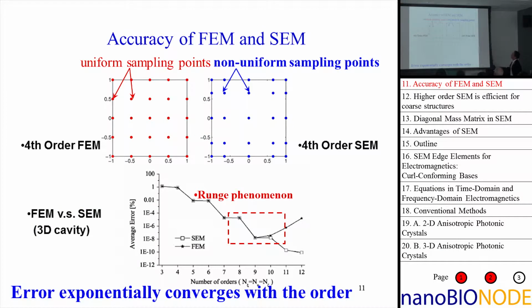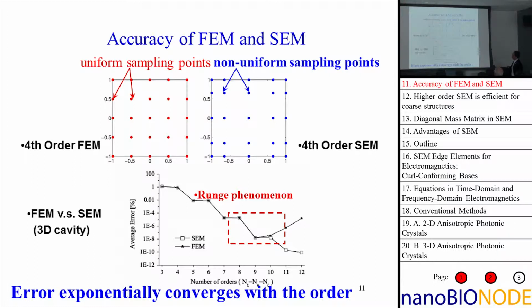Here I want to compare the high-order finite element method with the spectral element method. For example, for the fourth order finite element method, this is the typical nodal point distribution. For the spectral element method, the difference is that near the boundary we have a non-uniform distribution of the nodal points. The purpose of this distribution is to get rid of the so-called Runge phenomenon.